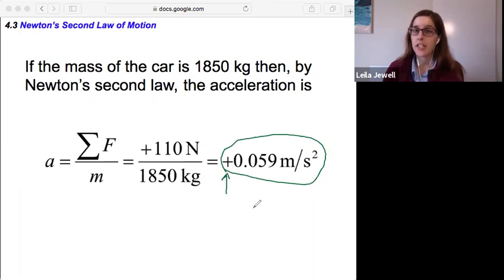The positive sign here is notable. It tells us that the acceleration is in the positive x direction. So once again, sign does matter, right? So that introduces Newton's second law of motion, which we will get to see how we can connect it to some specific problems in more than one dimension in the next section.